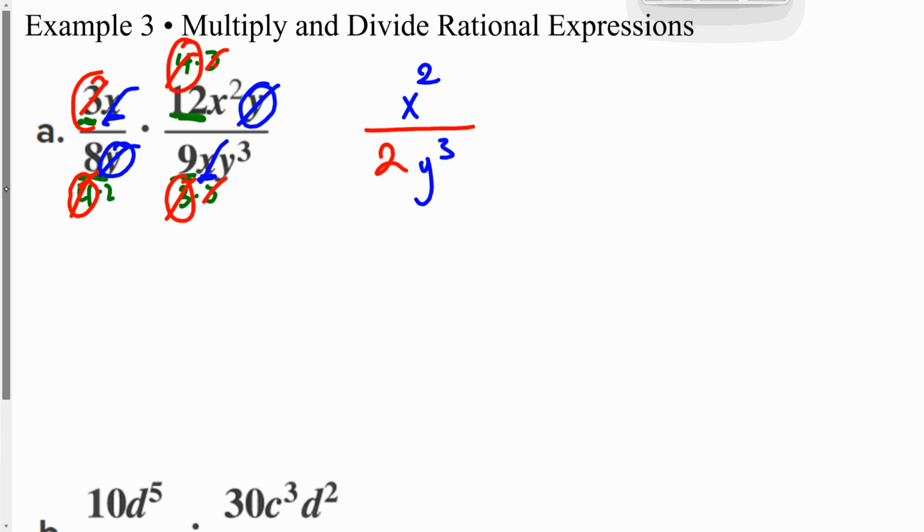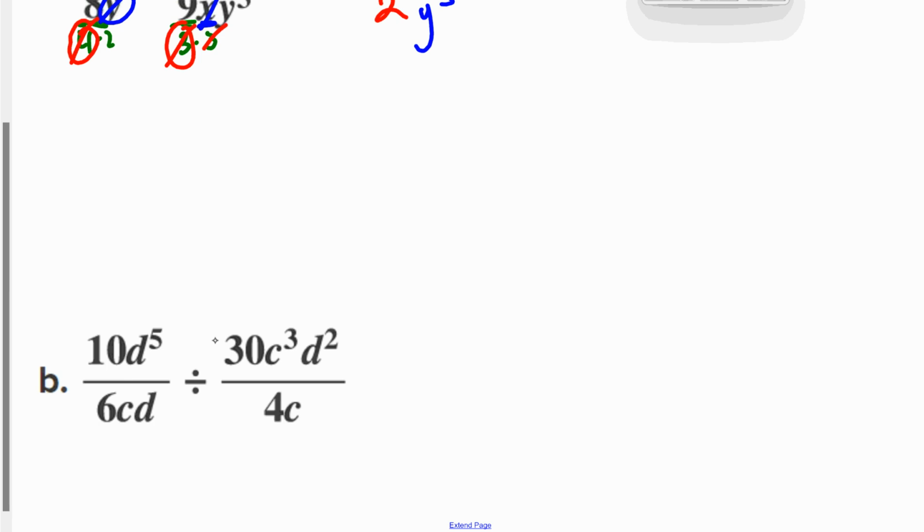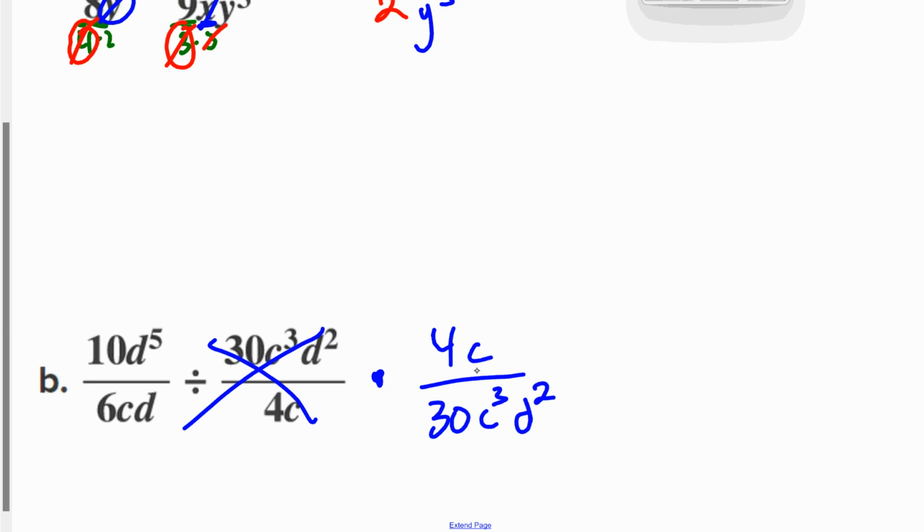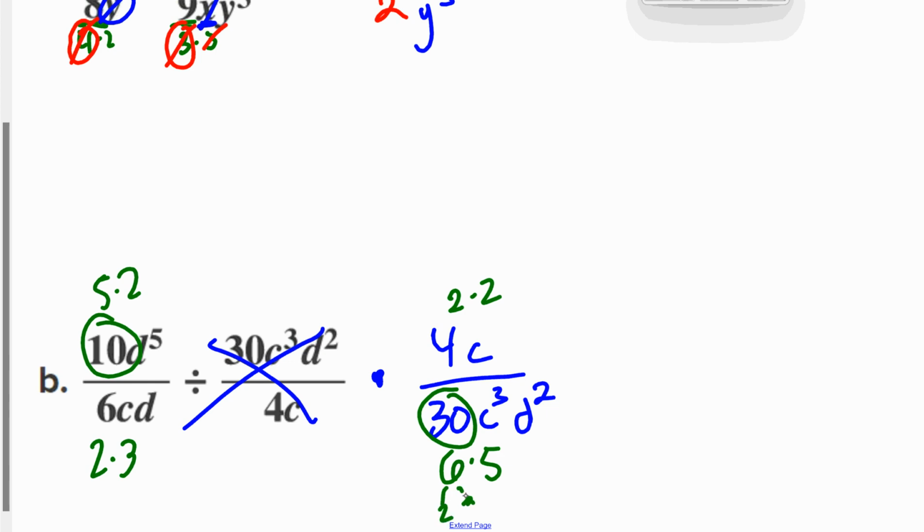There it is. Okay, now when you're dividing, that is the same thing as just multiplying by the reciprocal. I just flipped that second fraction, right? Now I can do the same thing as I did on top because there's no adding or subtracting here. I can just break down my numbers. 10 is 5 times 2. 4 is just 2 times 2. 6 is just 2 times 3. And 30 is just 6 times 5, and 6 is 2 times 3.